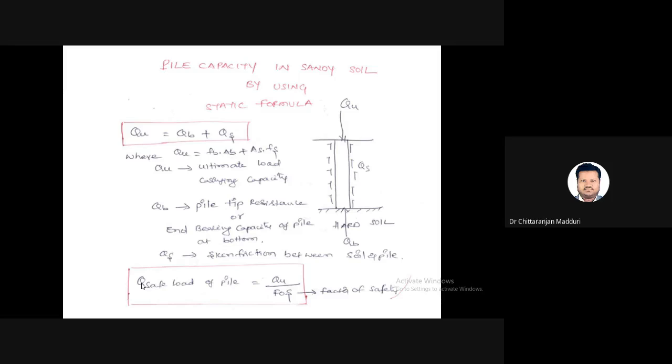So ultimate load carrying capacity equal to pile tip resistance, sum of pile tip resistance or end bearing capacity of the pile at bottom plus skin friction between the soil and the pile. So safe load carrying capacity of pile equal to ultimate load carrying capacity divided by factor of safety. So this basic equation is same for clay soils and sandy soils, but Qb and Qs may be changed for clay soils as well as sandy soils.